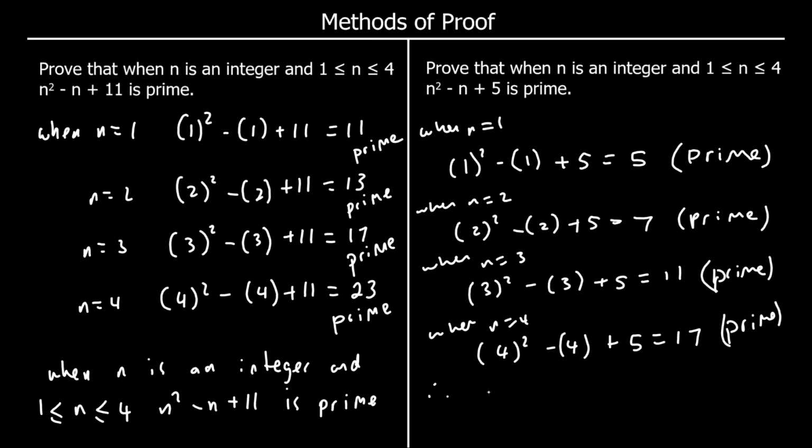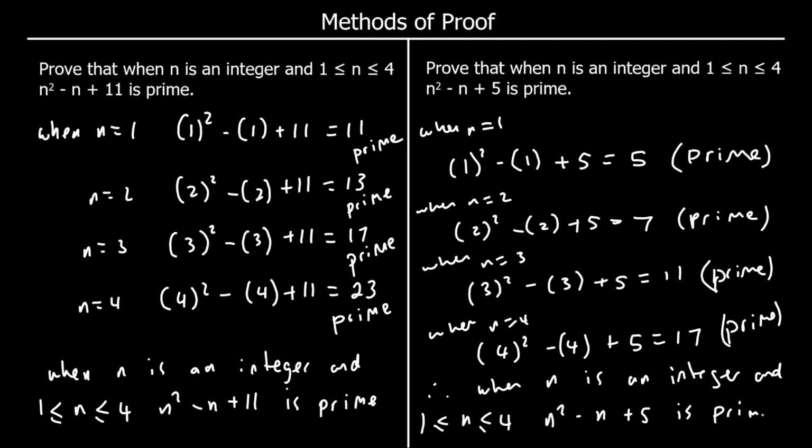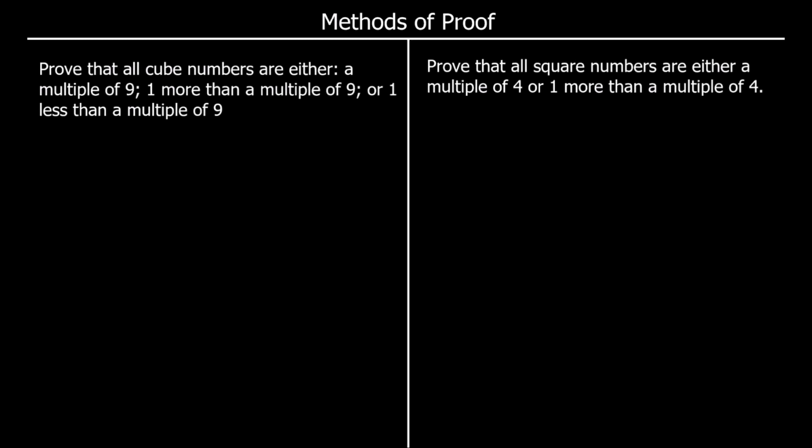So therefore, when n is an integer and between 1 and 4, n squared minus n plus 5 is prime. Here's a much more complicated example. It's still proof by exhaustion because we're still splitting up our proof into different examples, different cases.